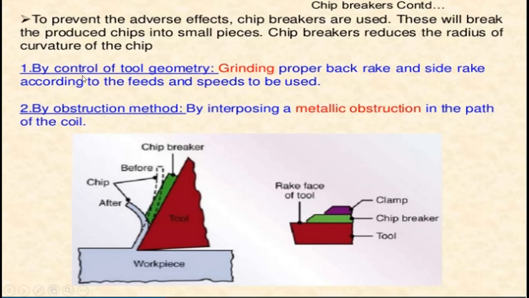It is carried out in two ways: first by controlling the tool geometry, and second by the obstruction method. Here in this diagram they have shown the obstruction method, in which a chip breaker is employed in the case of a carbide tool, so that when the chip flows upward smoothly, it will be broken by this chip breaker.